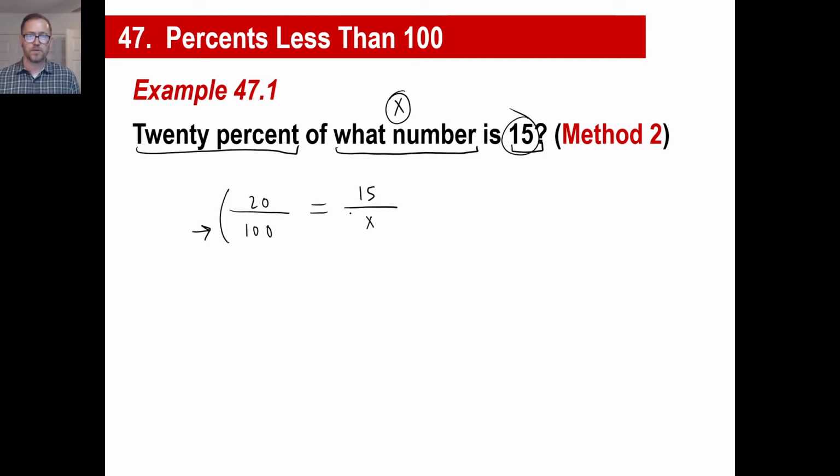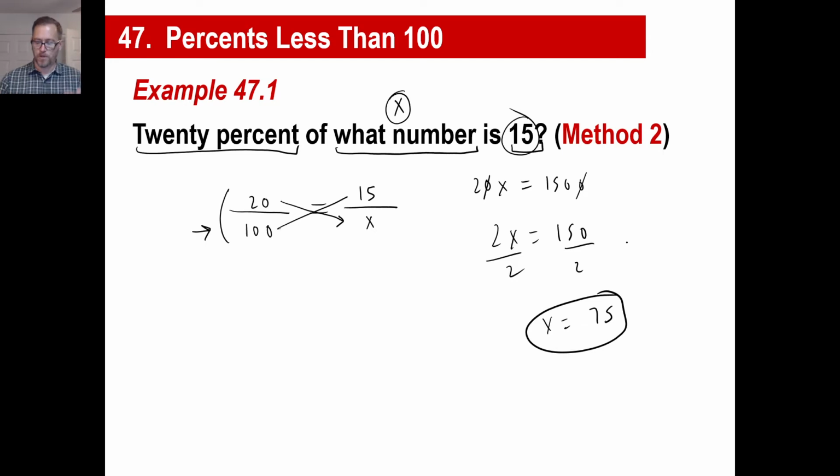Okay, so at this point, you know what to do when you have two equal fractions. You just cross multiply. So you go 20 times x, 20x, equals 15 times 100, 1500. And you can cross off a 0 on both of those. So 2 times some number is 150. Divide by 2, half of 150, of course, is 75. The same thing we got before. There you go. It's method 2.